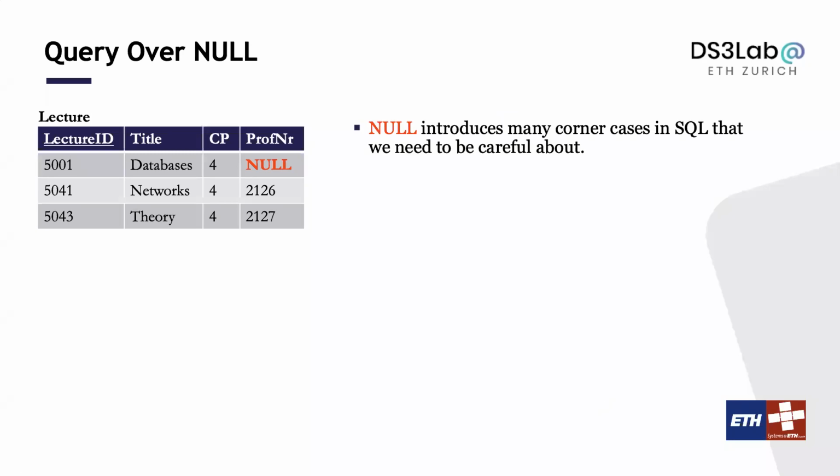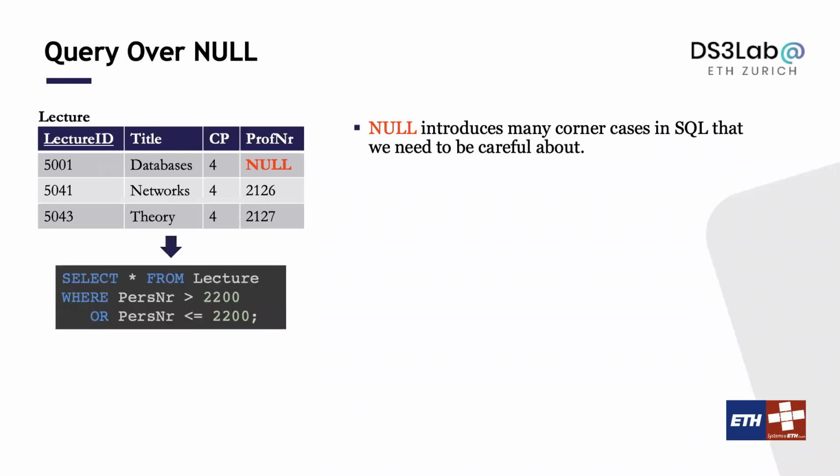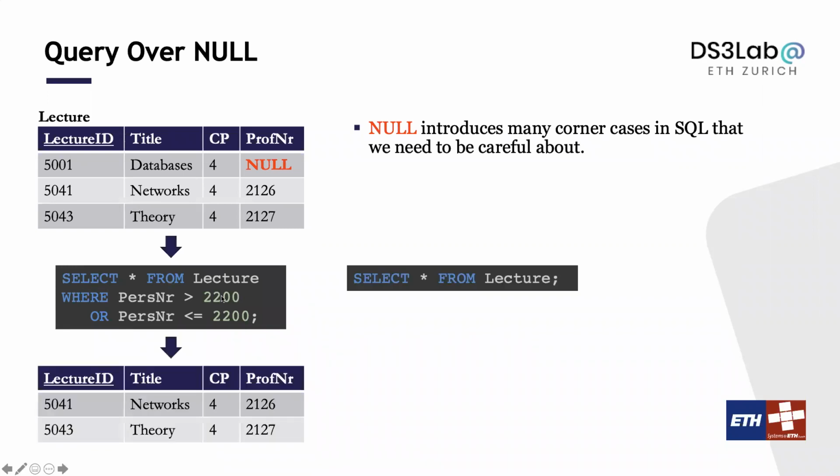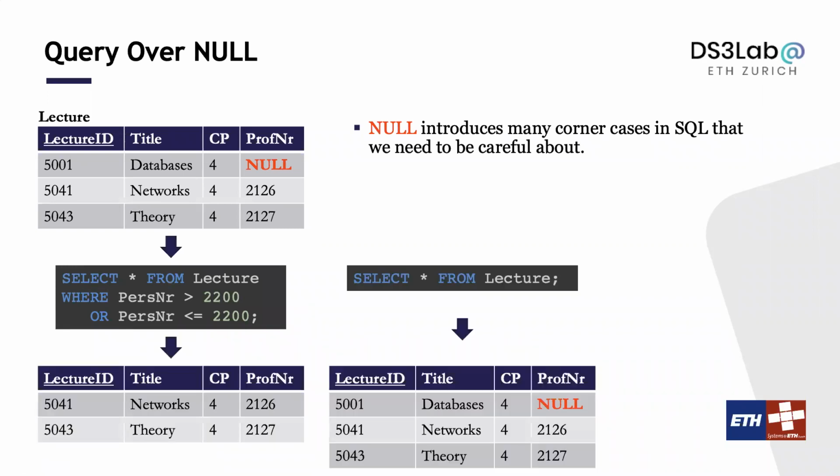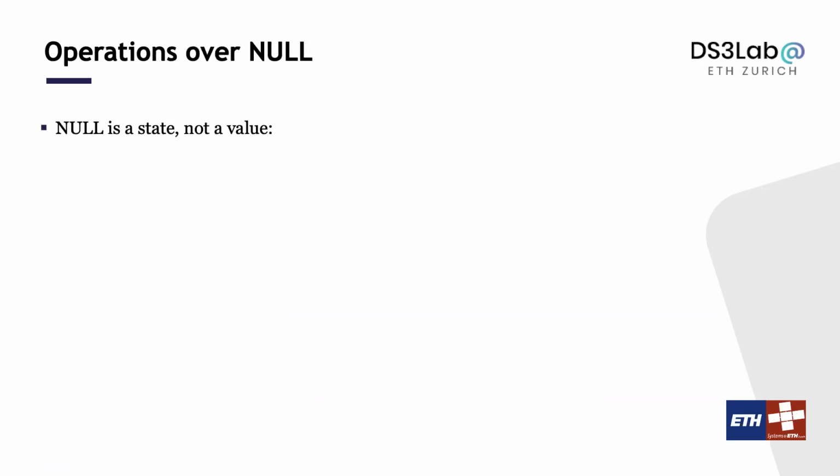When writing a query over null, that introduces a whole bunch of corner cases. This is just one corner case. If you do not have null, this query might look like a trivial one, but when you have null, it's going to actually get rid of examples. And again, null is a state, not a value.